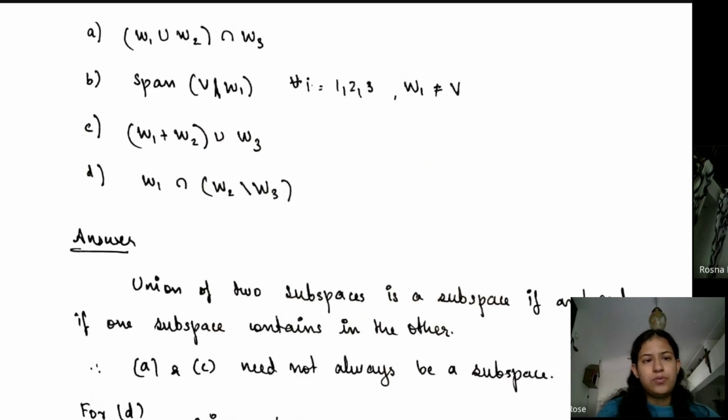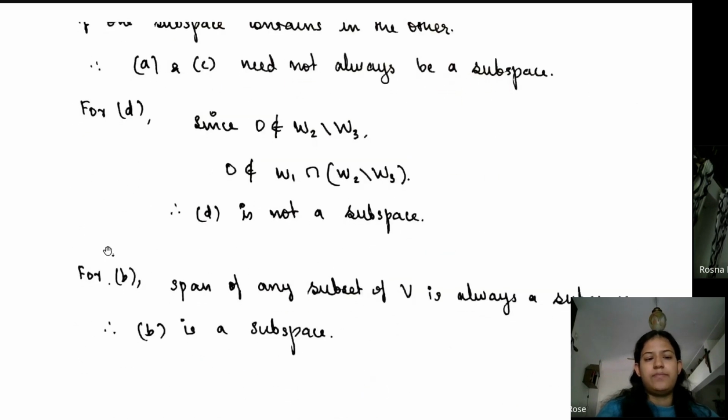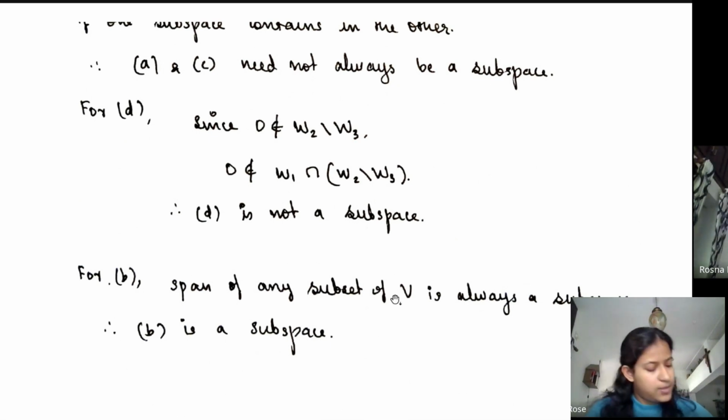So why is it true? Because here also we are removing W1 from our V, but we are taking the span of the remaining elements. If you have any set of elements and you take a span of those elements, then that will always form a vector space. So B is a correct option because a span of any subset of V is always a subspace. So option B is correct. So shall we move to the next question?